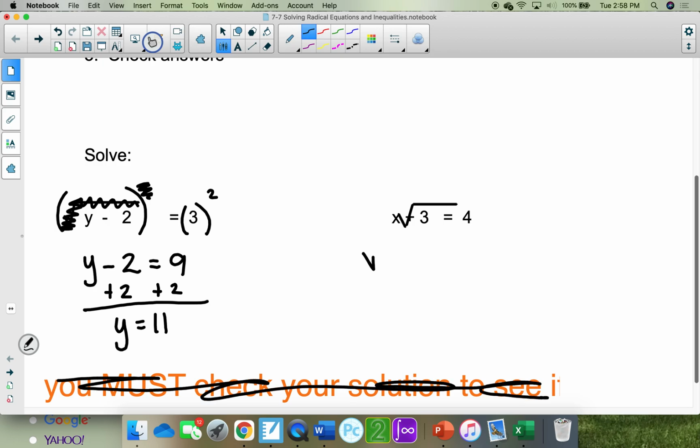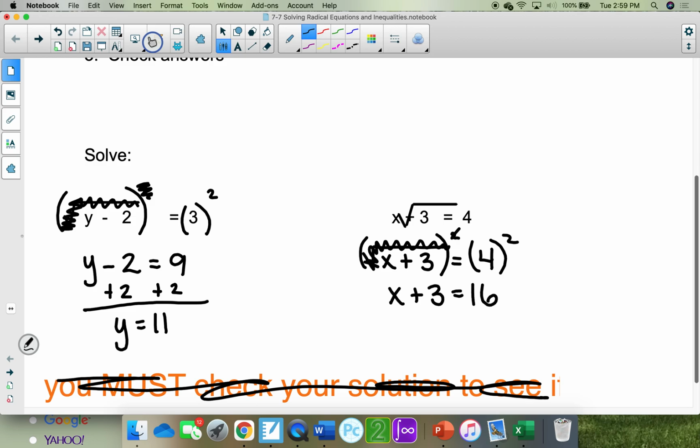This one, it just kind of got weird, but it's the square root of x plus 3 is equal to 4. The radical is alone, and once the radical is alone, you can square both sides. This will negate the square root and the square, so you're left with x plus 3 equals 4 squared is 16. Subtract 3, x equals 13. So that's one type of problem when the radicals are already alone.